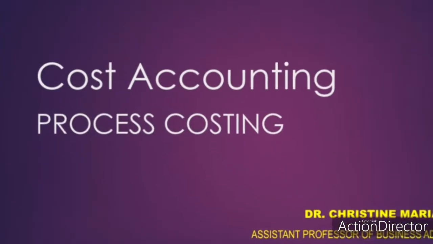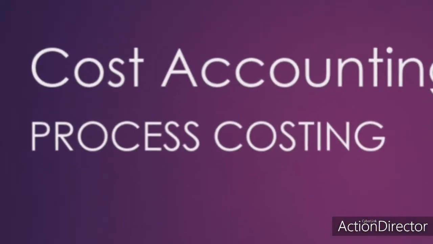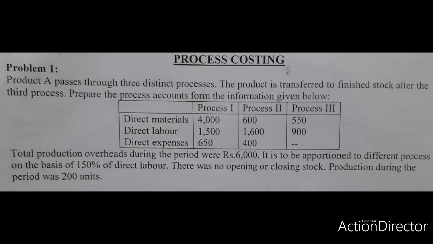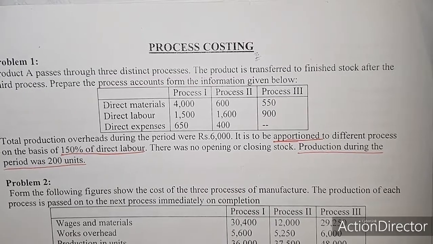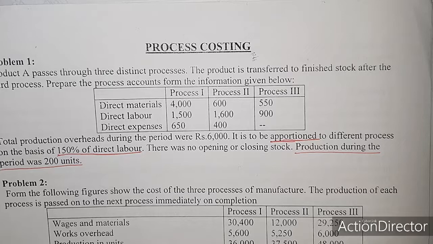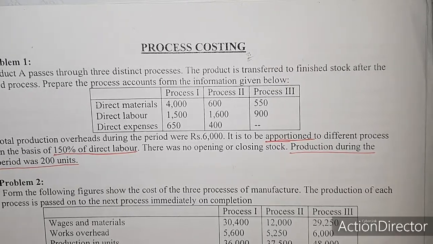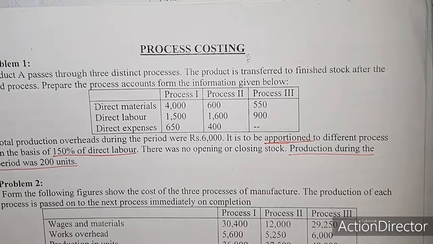Process costing or continuous costing denotes that the finished product of one process becomes the raw material for the subsequent process. Here we have the meaning and definition. Process costing denotes the conversion of raw materials that passes through different stages of production before it becomes a finished product.